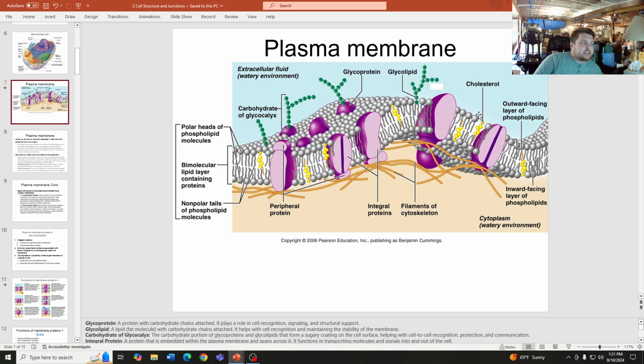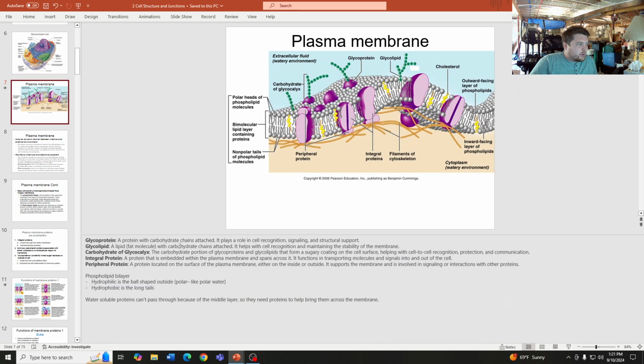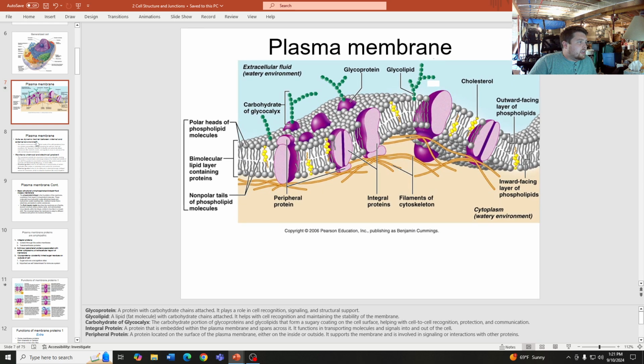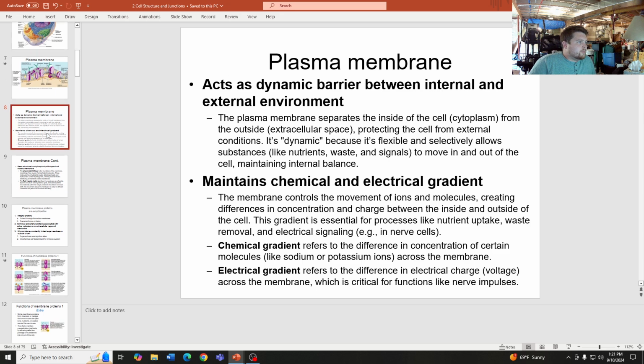So we can see some of these in here. We have glycoproteins, we have glycolipids, we have cholesterol, we have integral proteins, all of these kinds of things. Down below, again, I threw in a bunch of those definitions. Biggest thing to remember is that phospholipid bilayer, what it's made of, what part is hydrophilic, what part is hydrophobic. That's the big key takeaway for plasma membrane.